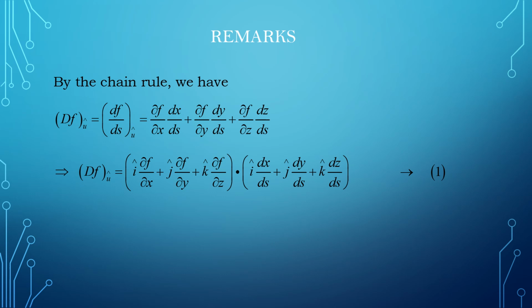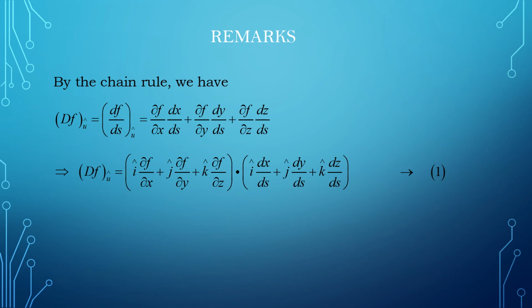Let us select a scalar field f from R3 to R. The directional derivative of this function in the prescribed direction u cap is given by del f sub u cap equals df by ds at u cap. By using the chain rule, it can be expressed as dou f by dou x times dx by ds plus dou f by dou y times dy by ds plus dou f by dou z times dz by ds.